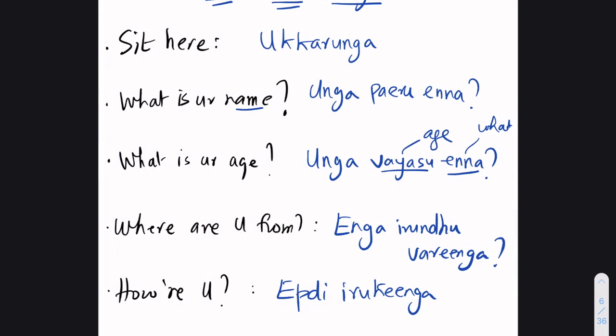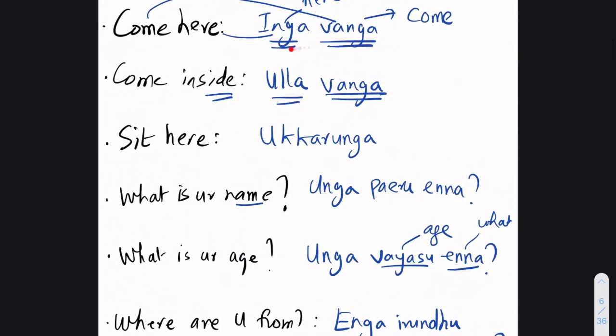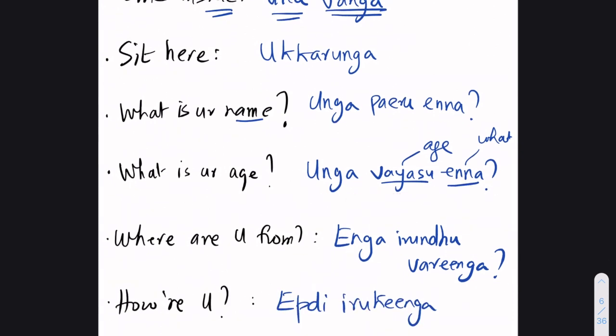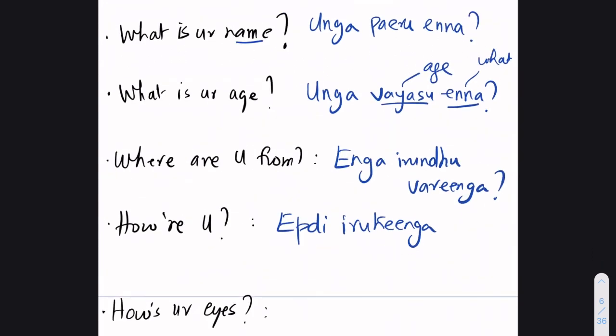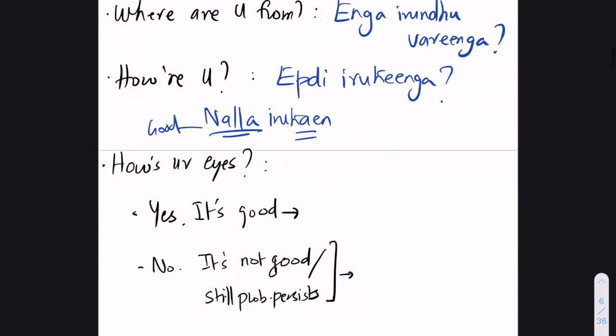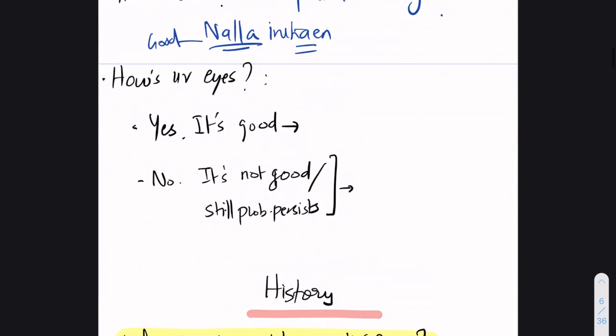So just recollect: come here, inga vaanga; come inside, ulla vaanga; sit here, utkarunga. What is her name? Unga peru enna? What is her age? Unga vayasu enna? Where are you from? Enga irundu varinga? How are you? Eppadi irukkinga? The patient will say, நான் நல்லா இருக்கேன். நல்லா means good. இருக்கேன் means I'm doing good. எப்படி இருக்கீங்க? How are you? நல்லா இருக்கேன். I'm good.